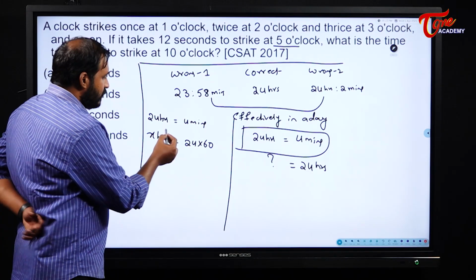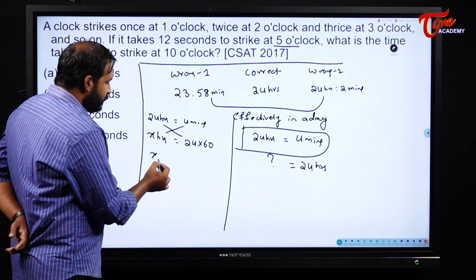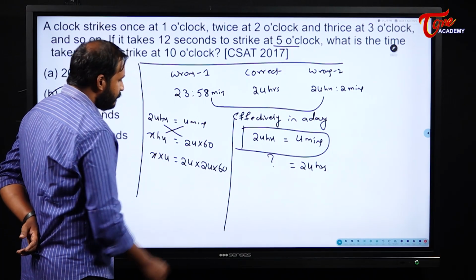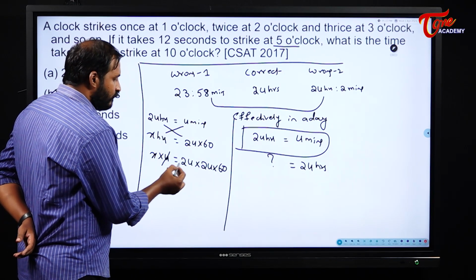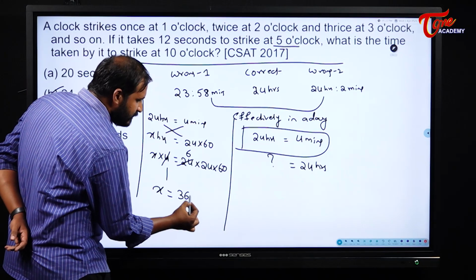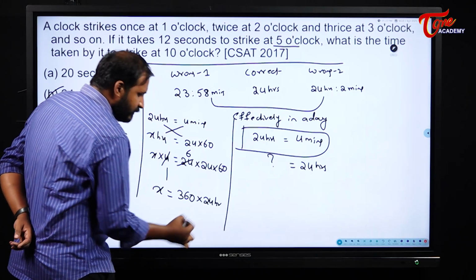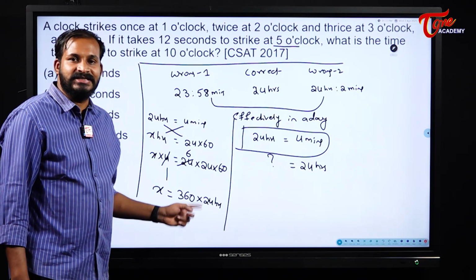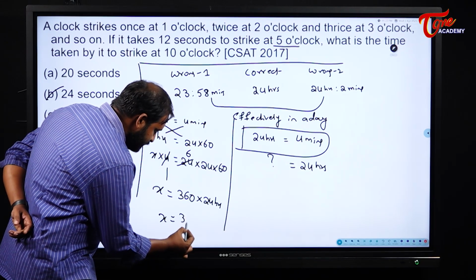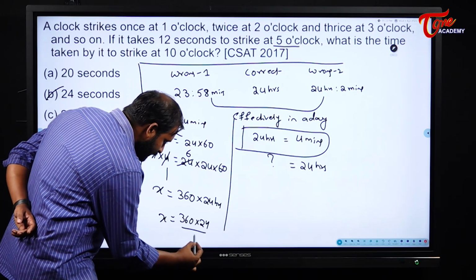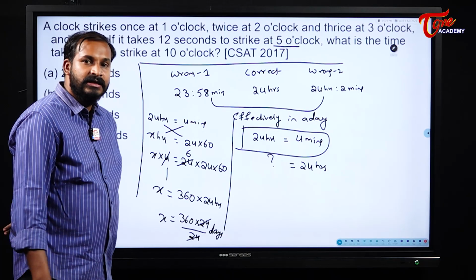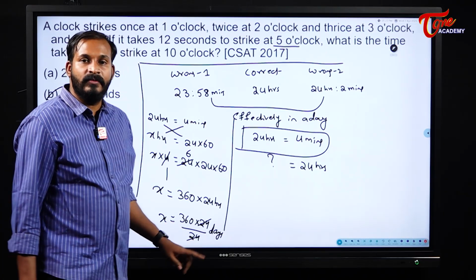Now simply cross multiply this. x into 4 is equal to 24 into 60. So 4 ones are 4, 4 sixes are 24. So x is equal to 360 into 24 hours. Now I want to convert these hours into days. So I will do 360 into 24 by 24 days. Why? Because a day consists of 24 hours. So 24 will get cancelled. Once again they both will show the same time after how many days?